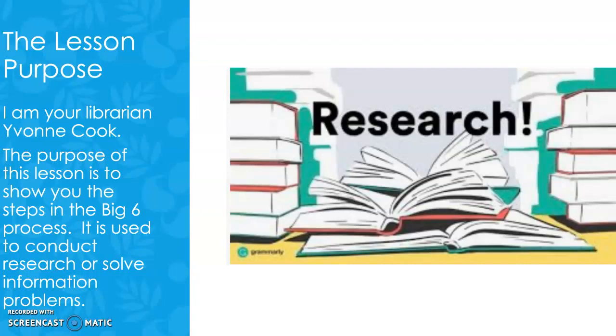The purpose of this lesson is to show you the steps in the Big Six process. It is used to conduct research or solve information problems.